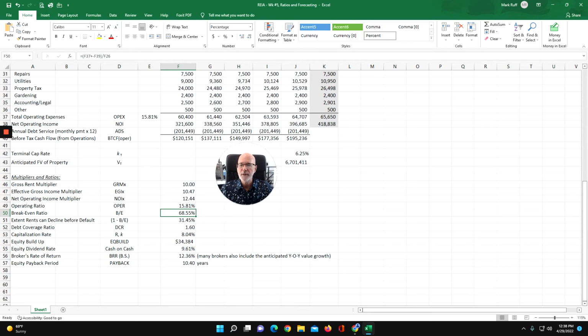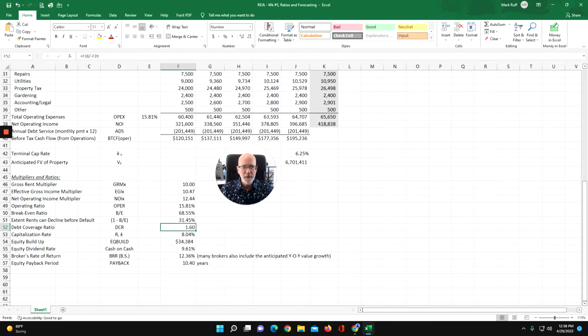So in this instance, then, 1 minus this break-even ratio equates to 31.45%. That means that the effective gross income can decline or the expenses can increase by about 30% or so before the building cannot service its debt and you have to start feeding the building. The debt coverage ratio in this instance is 1.6.